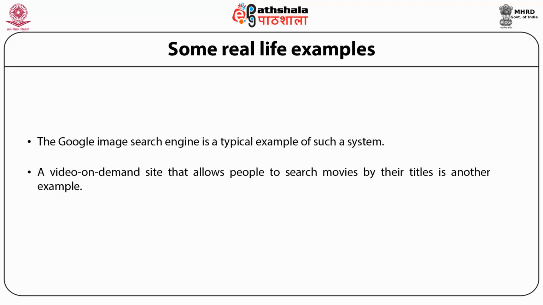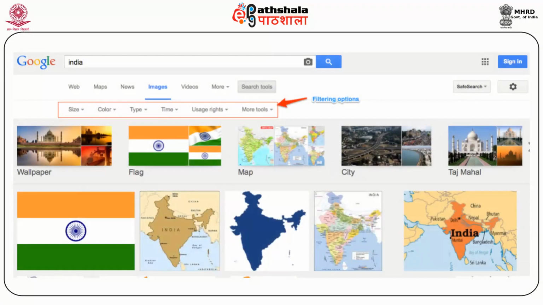In this slide you can see the interface of images.google.com. Here the search term is India, and on the basis of the search term some images are retrieved from the index or the stored images and displayed to the user. One point of consideration is the various filtering options which are available. You can see filtering options like size, color, type, time, usage rights and other tools.